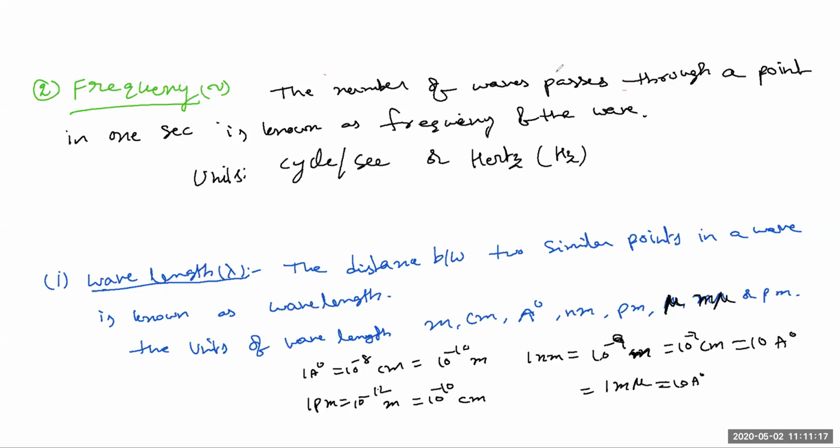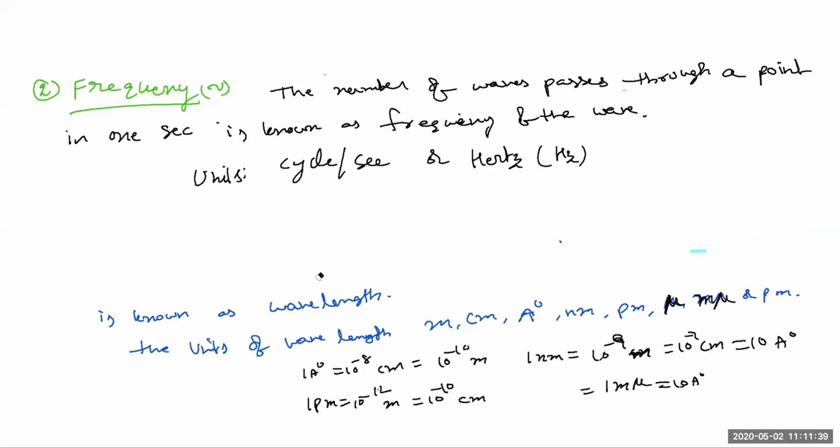Next point. Can I wrap this? I didn't understand. One is hertz, so what is the other one? Cycle. Units are cycle per second or hertz, H-E-R-T-Z. The simple representation is Hz only.